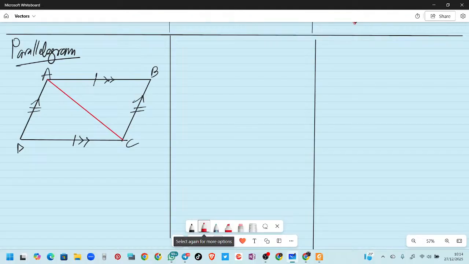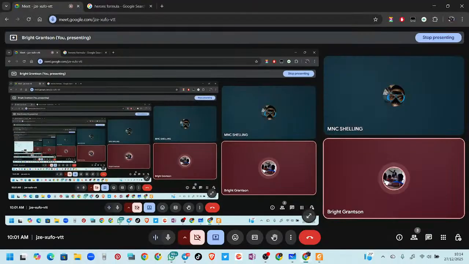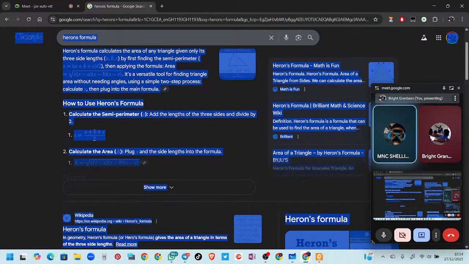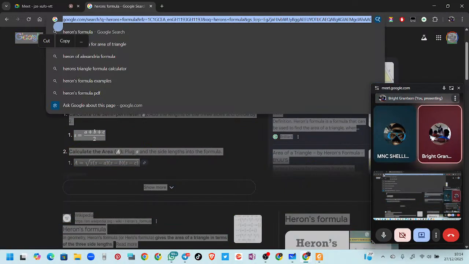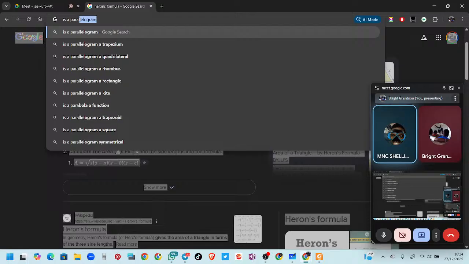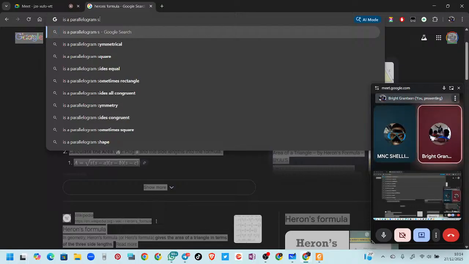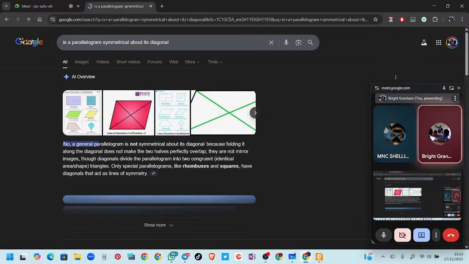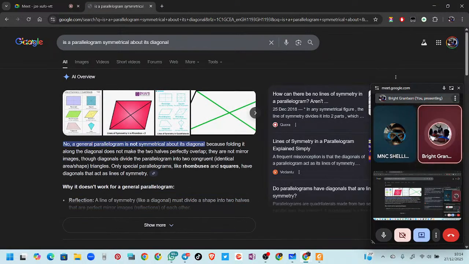Or let me confirm this. No, a general parallelogram is not symmetrical about its diagonal, because folding it along the diagonal does not make two matching halves, so they are not symmetric. I wanted to confirm.